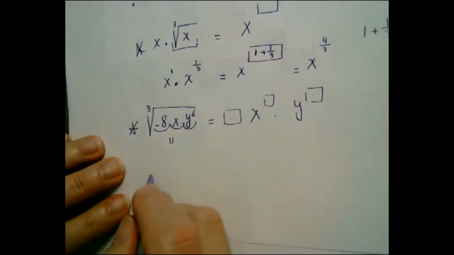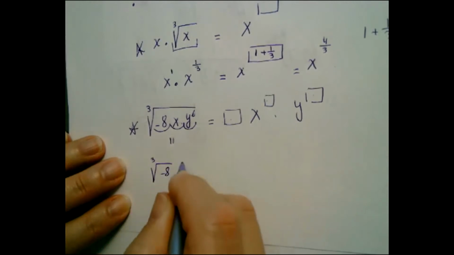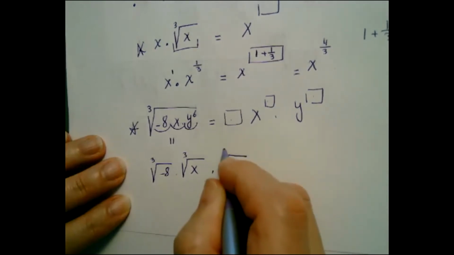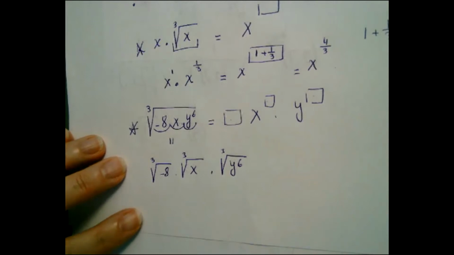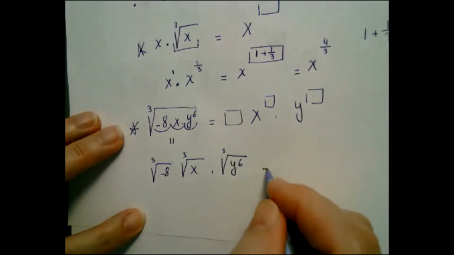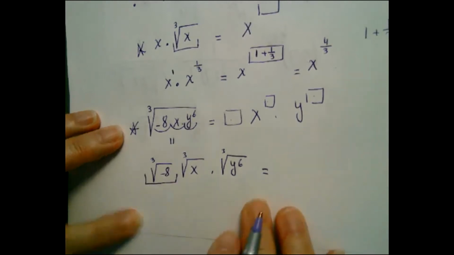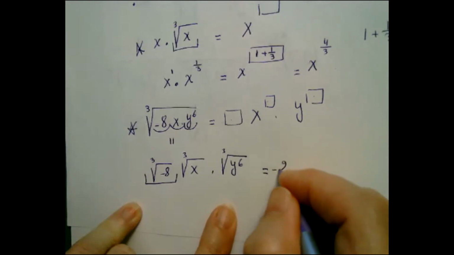The law of exponents tells me you can split this into that times this times that. It makes things very simple for us to work with. Now, each one by itself I will treat. What's the cubic root of minus 8? Minus 2.